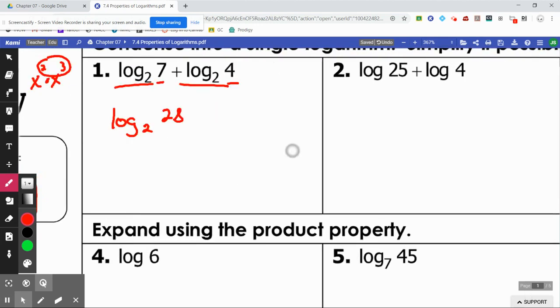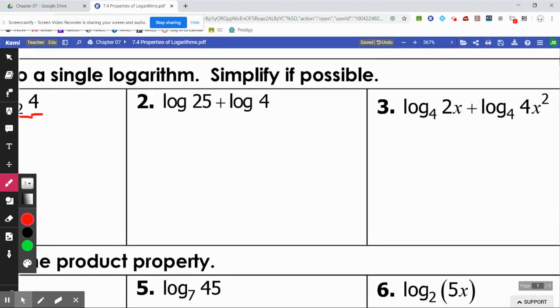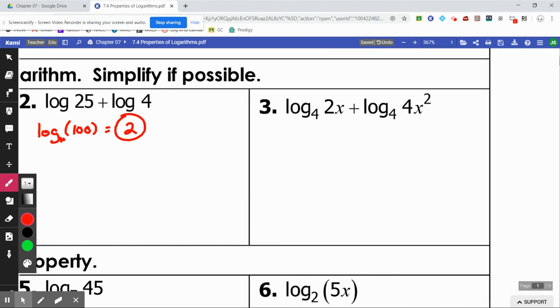Number 2, let's zoom in a little bit. Log 25 plus log of 4 would be the log of 25 times 4, which is 100. Now, I do want to simplify that further. This is a base 10. So just to remind you, you're saying 10 to what power is 100? This thing simplifies to 2.